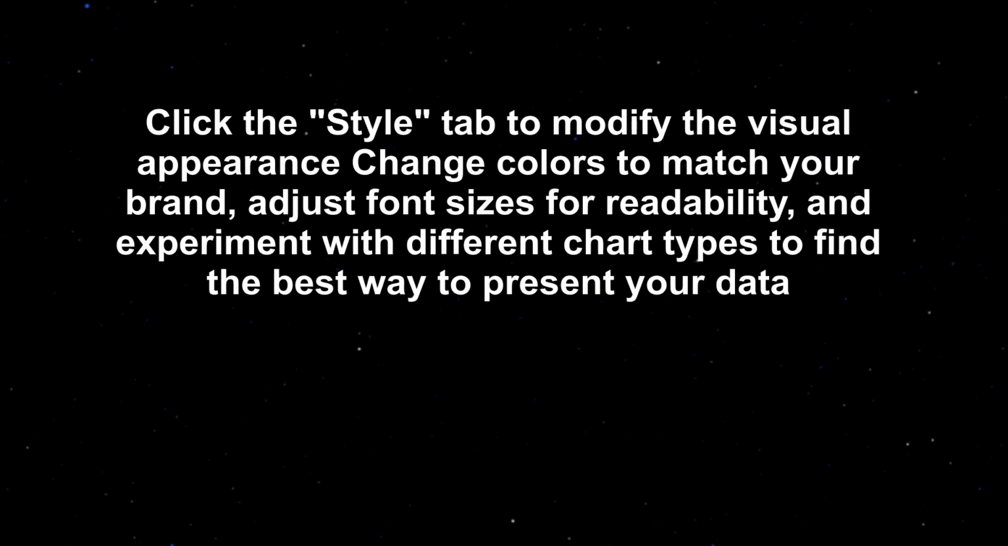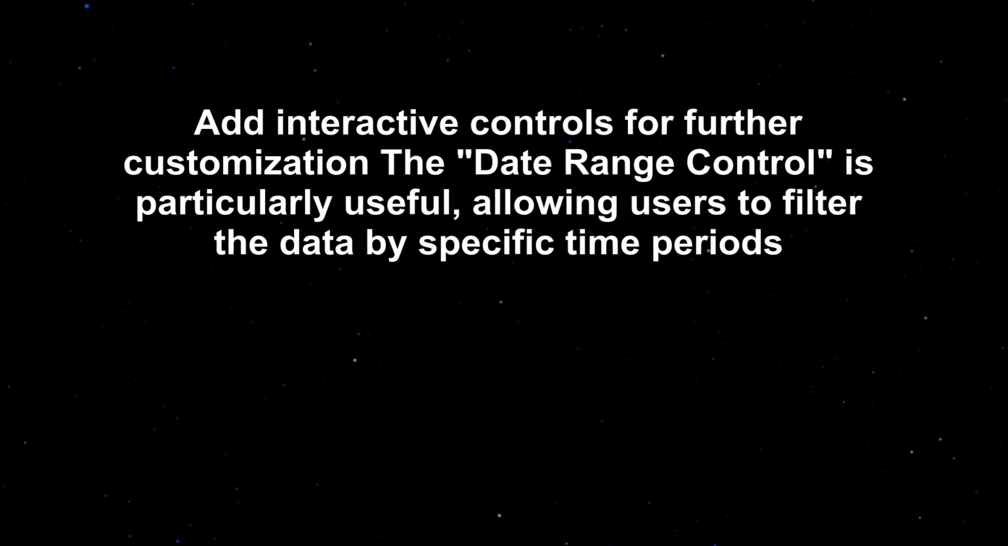Click the Style tab to modify the visual appearance. Change colors to match your brand. Adjust font sizes for readability, and experiment with different chart types to find the best way to present your data. Add interactive controls for further customization. The date range control is particularly useful, allowing users to filter the data by specific time periods.